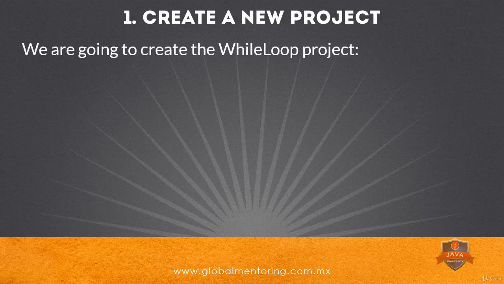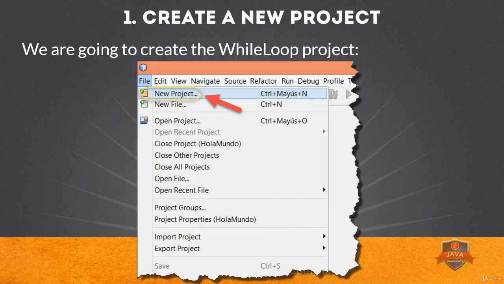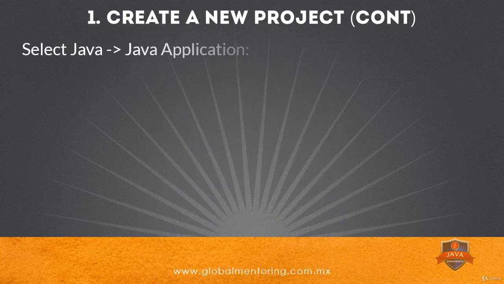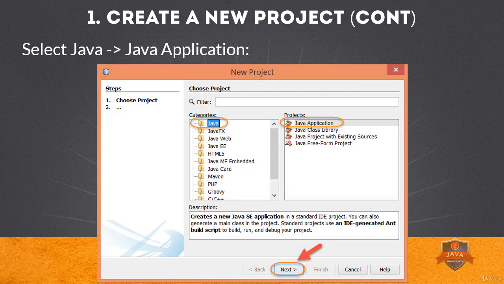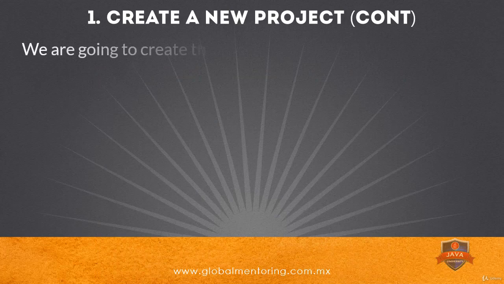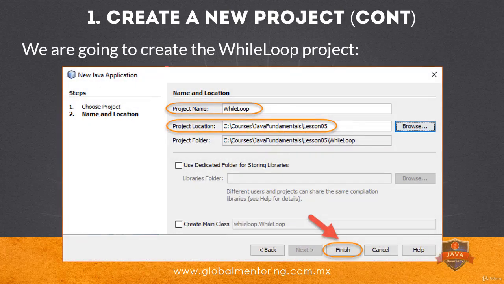We're going to create the while loop project, so click on File, New Project. Select Java, after that Java Application, and click on Next. The project name is while loop. The project location is lesson 5, and click on Finish.